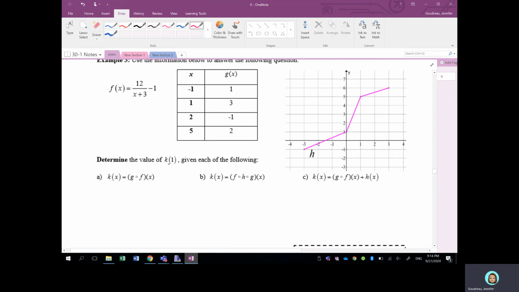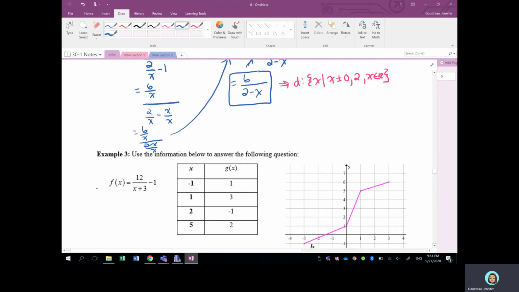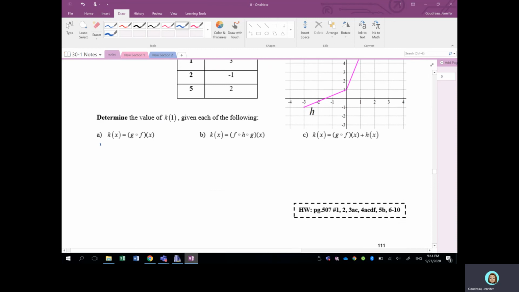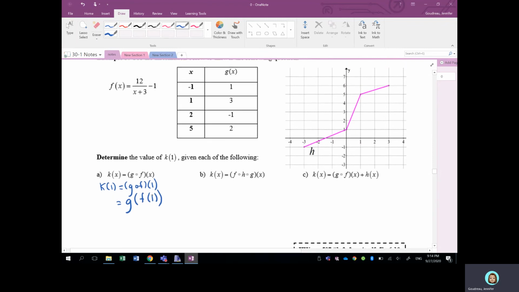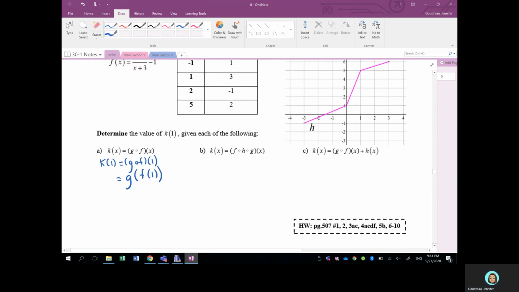So let's see what that means with the first one. K at 1 means that we are determining G of F of 1. So what this means is 1 is the X value for F. We're going to get the Y value for F at 1, and that becomes the X value for G. So let's find what F at 1 is equal to.